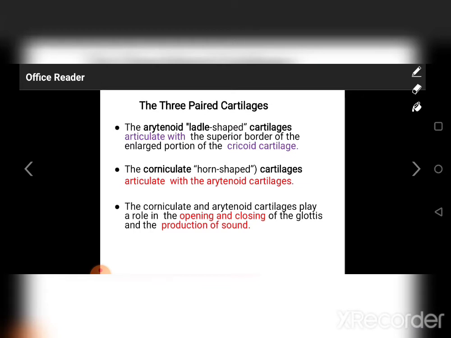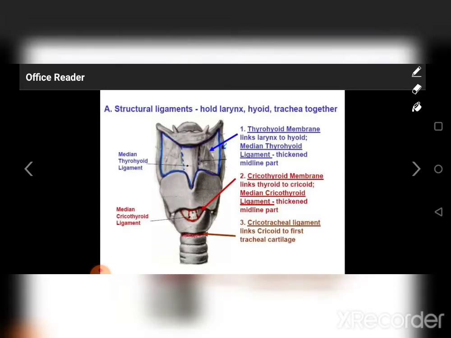So arytenoid cartilages are ladle shaped and they articulate with the superior border of the cricoid cartilage. And corniculate cartilages are horn shaped, they articulate with the arytenoid cartilages. Corniculate and arytenoid cartilages play a role in opening and closing the glottis and production of sound.